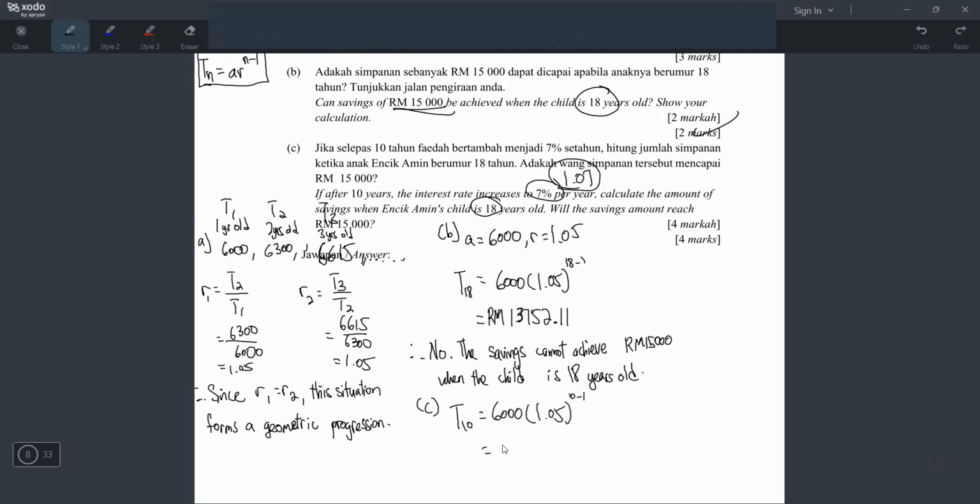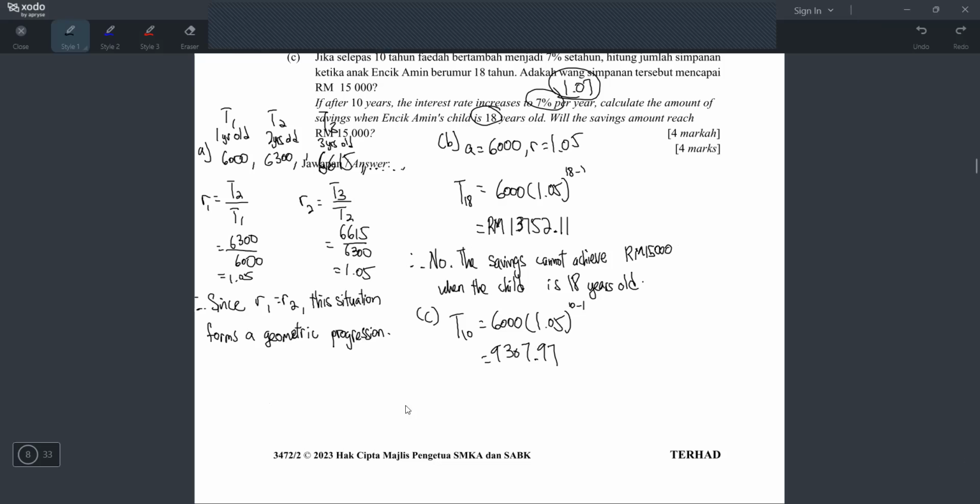Okay, my calculator gives me 9307.97, right? And this is of course not the answer, obviously. This will be the T10, when he's 10 years old, the savings, right? So when he reached 10 years old, I'm just going to write here, when he reached 10 years old, the savings of this child becomes 9307.97.